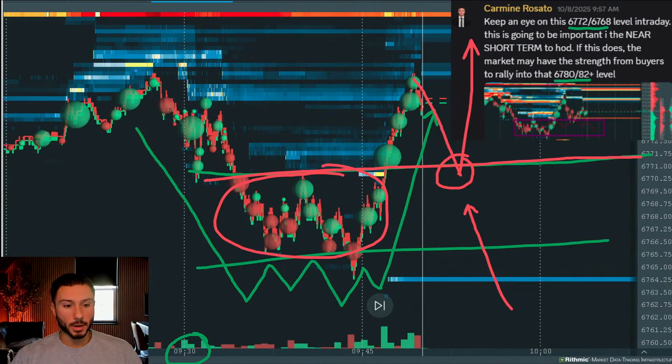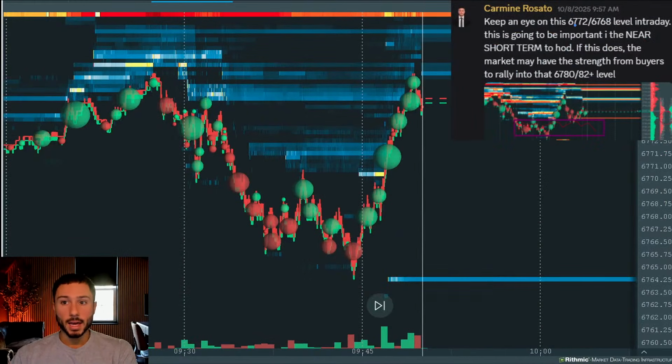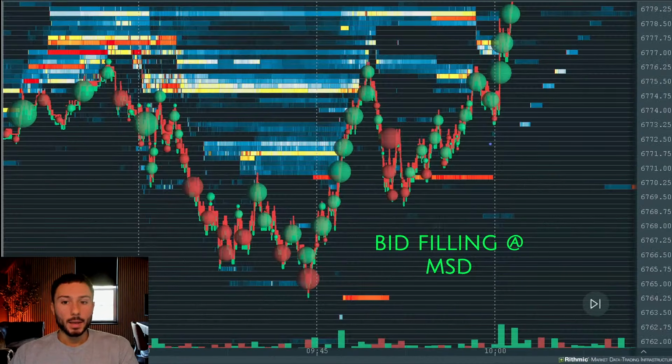Going back to this market structure demand scenario, we see this market structure demand. We see this low volume node. So the idea and the thesis here is looking for a pullback into this. If it pulls back into this, I would be looking for longs, just plain and simple. Now what we're going to see here is, here's our market structure demand. The low volume node started at like the 72s.